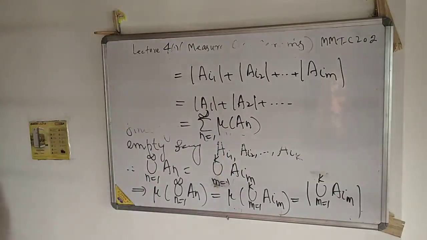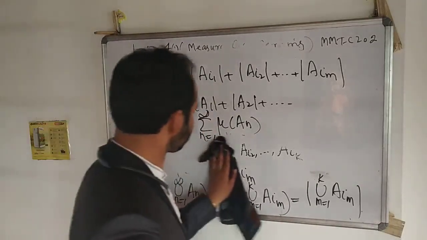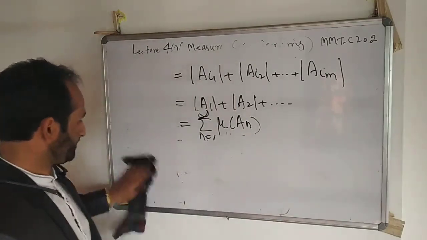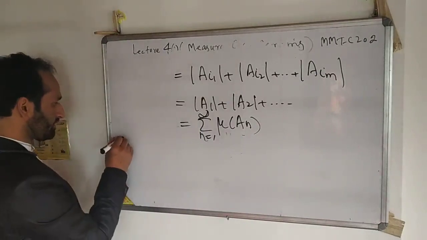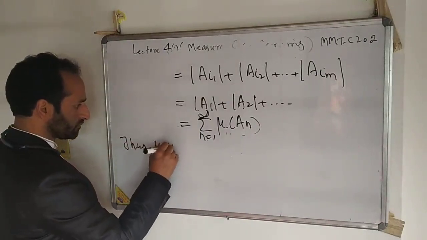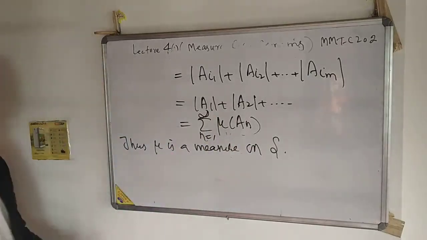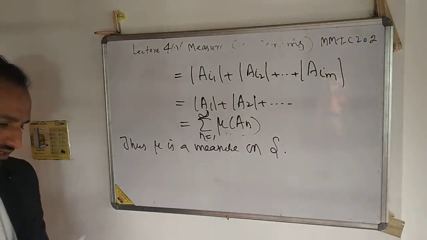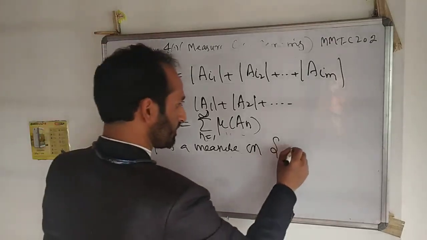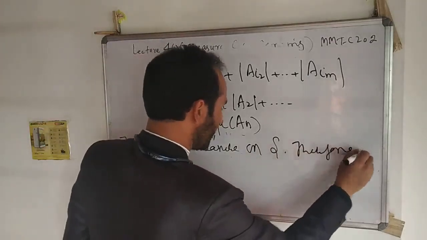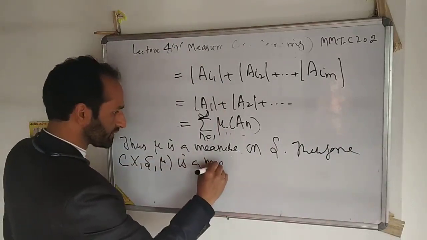So that proves the sigma additive property of mu. Thus mu is a measure. So now we have one more example of a measure. Therefore X, mu is a measure space.